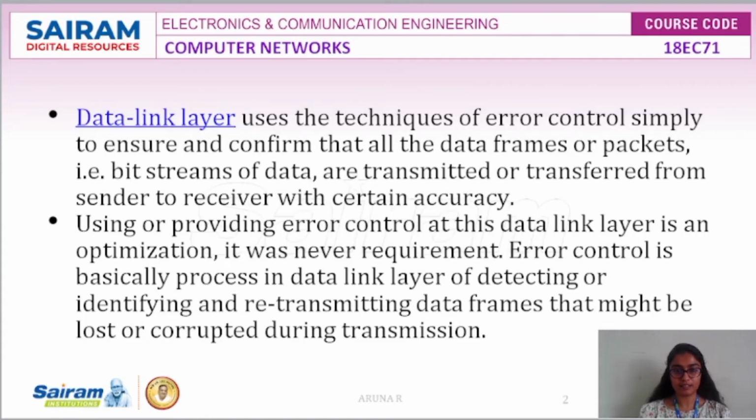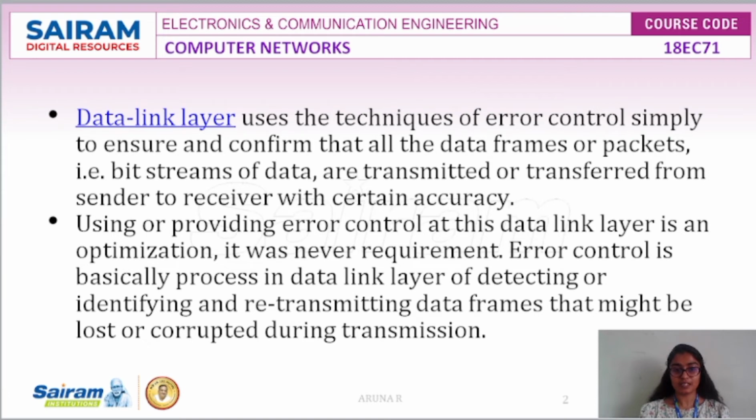In the data link layer, we use the techniques of error control simply to ensure and confirm that all the data frames or packets, that is bit streams of data, are transmitted from sender to receiver with certain accuracy. Providing error control at this data link layer is an optimization. It was never a requirement.